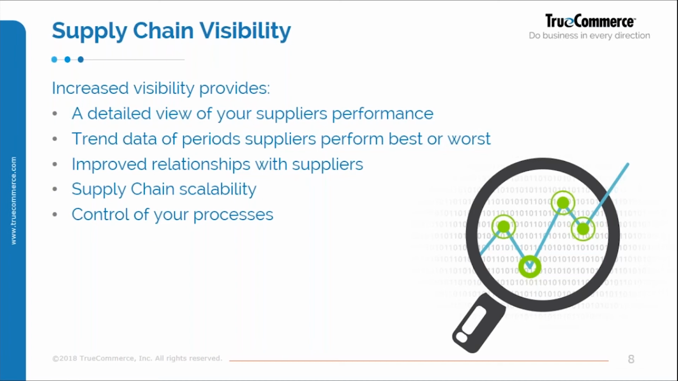So what does supply chain visibility look to provide? Well, first of all, a detailed view of supplier performance. A key component of the supply chain is ensuring customers get what they want when they want it. The ability to monitor and measure supplier performance becomes a fundamental component of business success.